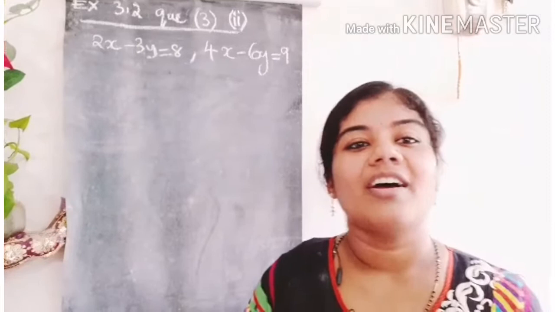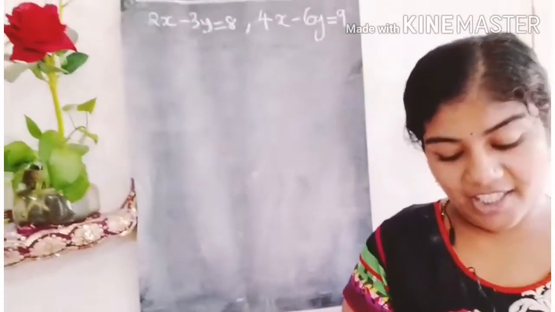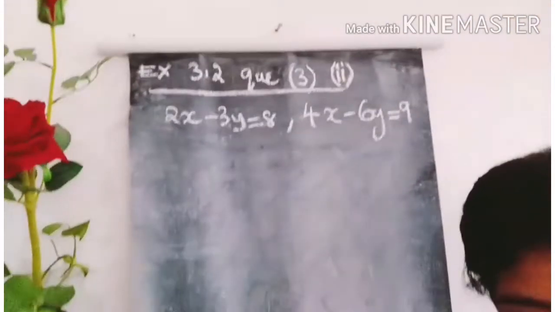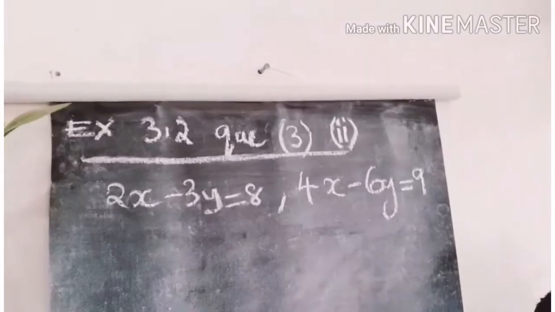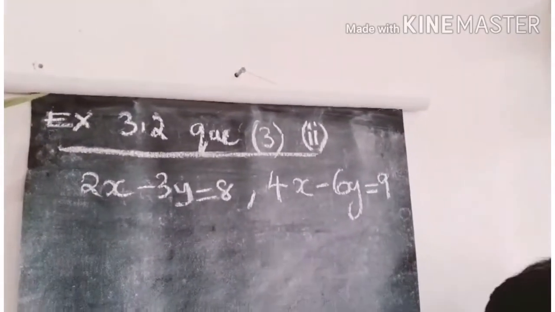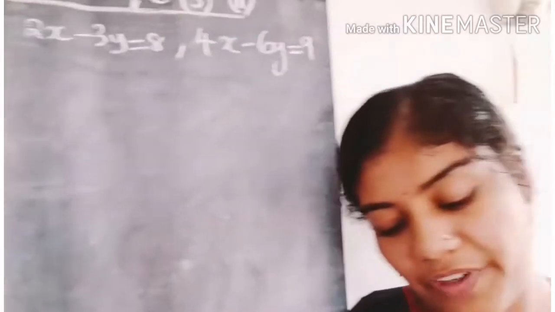Hi everyone. So we started how to check inconsistent or consistent. In our textbook, we already started the third question, how to compare ratios and check whether the pair of equations are consistent or inconsistent. Take your textbook page number 45. Everything is written there. You can mark down that page also.